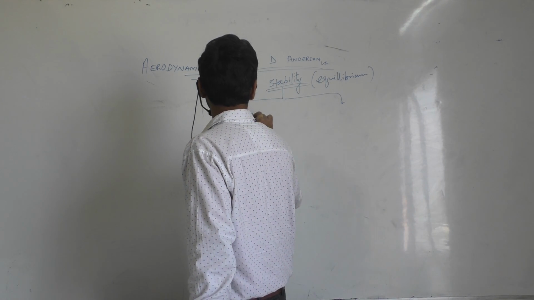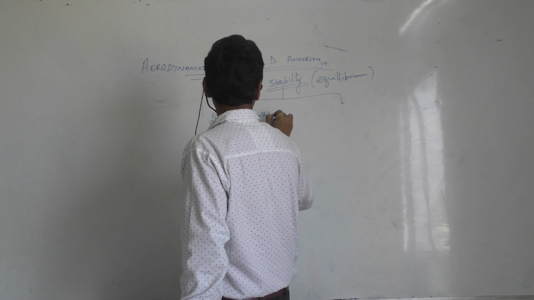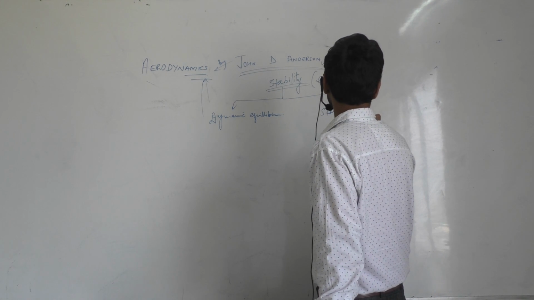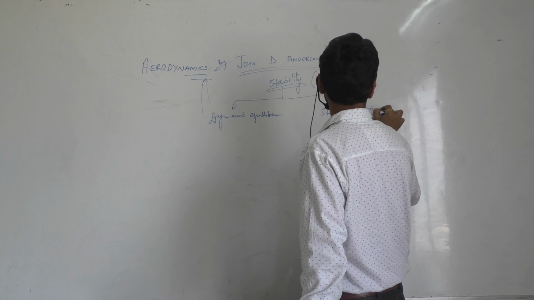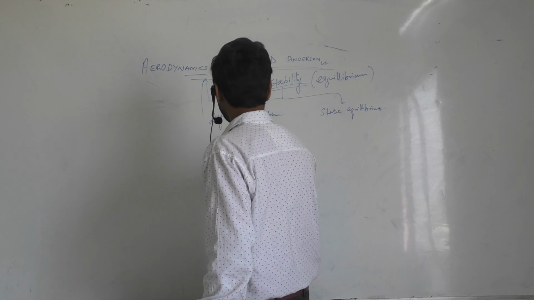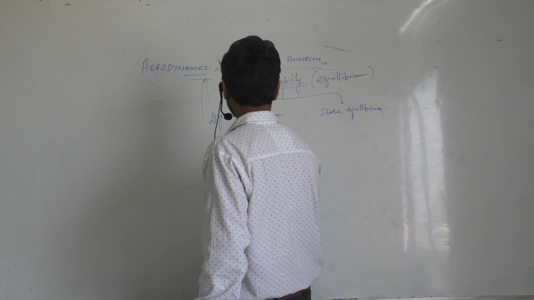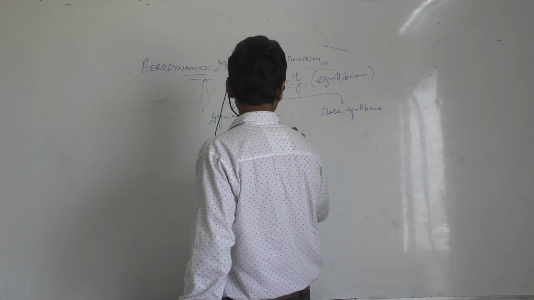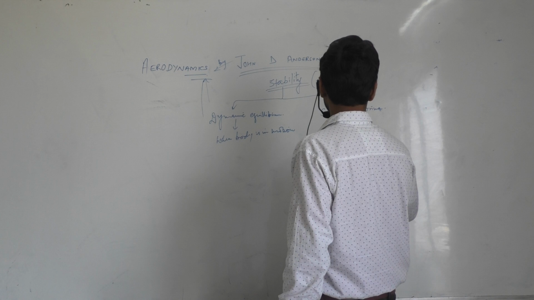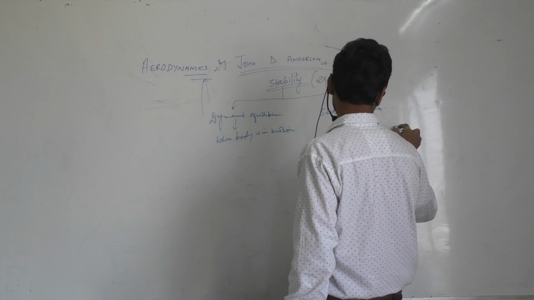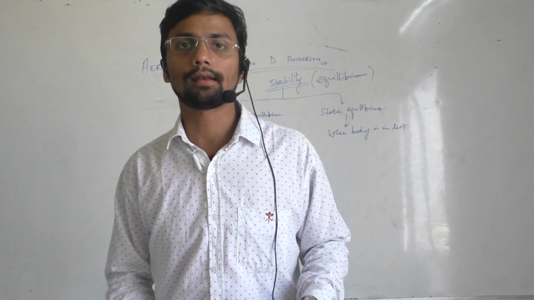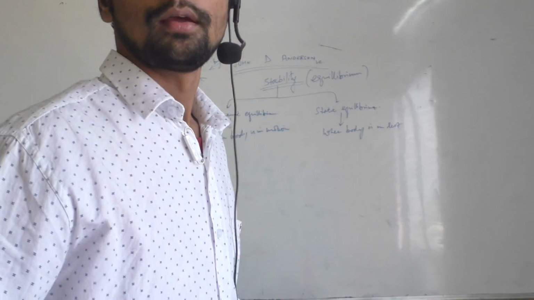One is dynamic equilibrium, and the other one is static equilibrium. So when do we apply dynamic and when do we apply static equilibrium? Dynamic equilibrium is applied when body is in motion. However, static equilibrium is applied when body is in rest. So these are the same thing, only the difference is in one aspect the body is at rest and the other aspect the body is in motion.